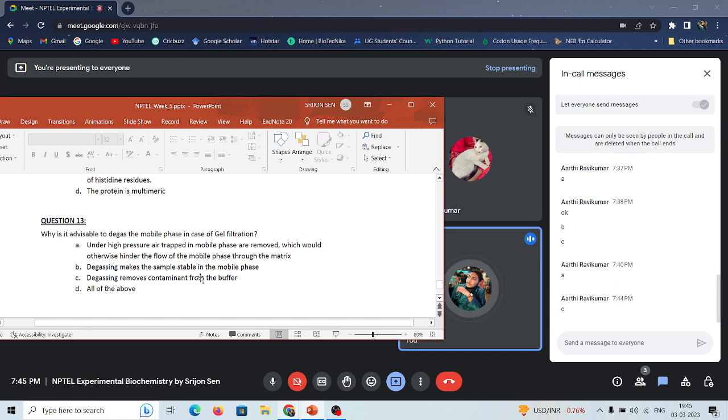I haven't spoken anything of degassing, but actually it releases the pressure or the air which is trapped in the mobile phase, and which would be affecting the flow of the matrix, because this gas would be acting as a barrier. Therefore, it is very important to degas the mobile phase before you are actually loading your sample or letting the mobile phase flow through.